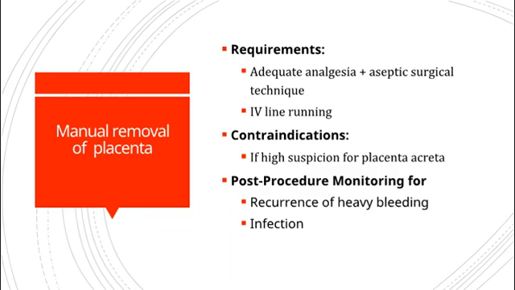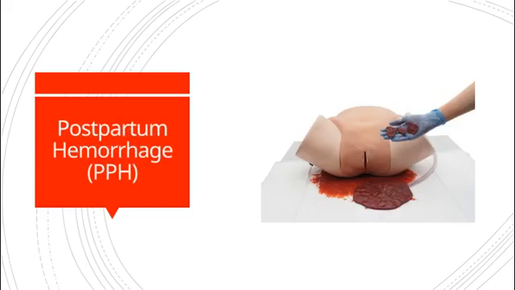After the placenta is removed, you must monitor the patient for signs of complications such as infection or excessive bleeding. You should also educate the patient on what symptoms to look out for and report. We will now discuss postpartum hemorrhage, another potential complication of the third and fourth stages of labor.